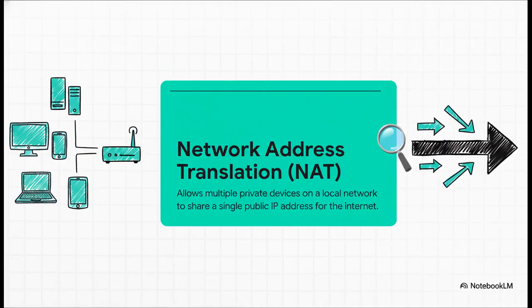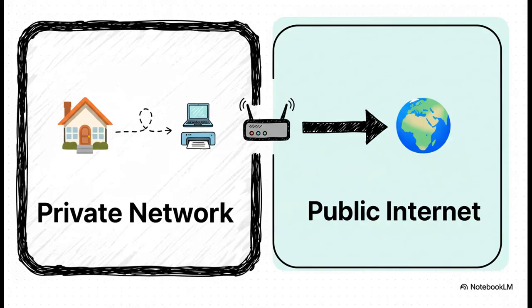So, what's the magic trick that makes this all work? It's a process called network address translation, or just NAT. See, your internet service provider, your ISP, usually only gives your entire home just one public IP address. NAT, which your router handles, acts like a receptionist at a front desk. It lets all of your different devices share that single public address whenever they need to go out onto the internet.